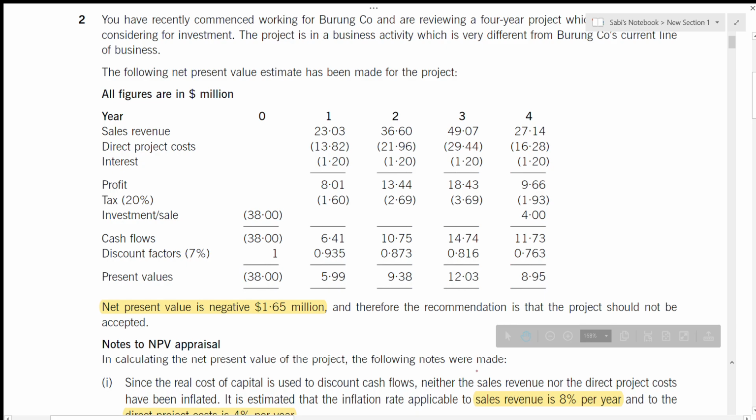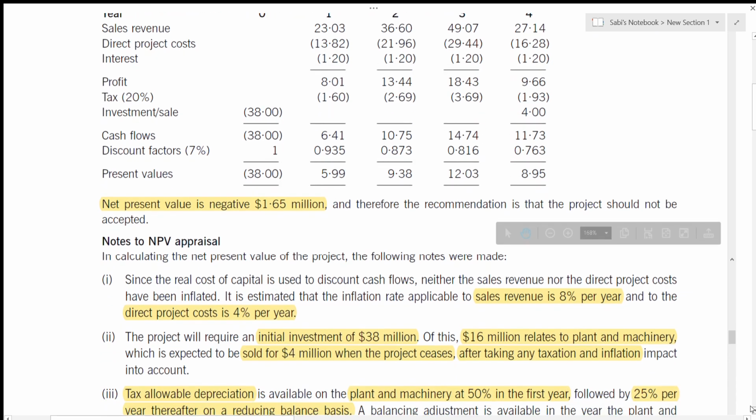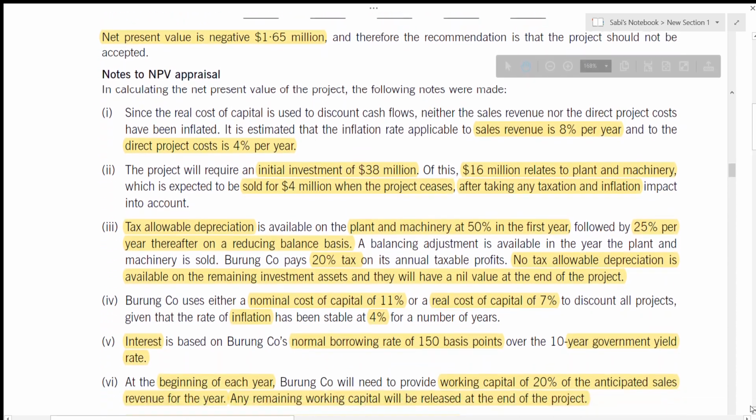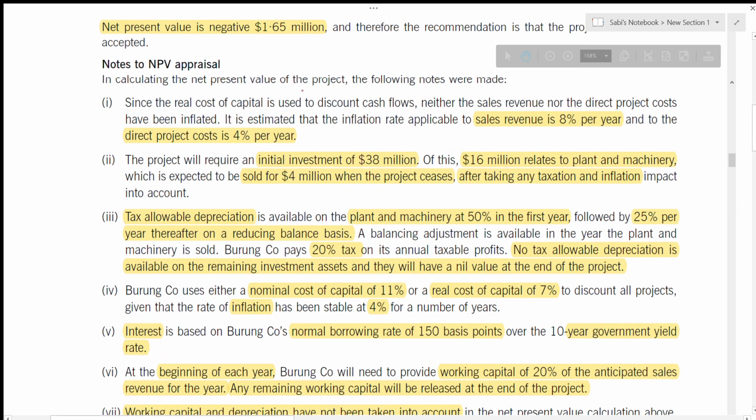And let's see. I have highlighted in yellow already. They are saying that the net present value is negative 1.65 million. What does it mean? Therefore, the recommendation is that the project should not be accepted. As simple as that, right? Now let's go to the notes. In calculating the net present value of the project, the following notes were made. Now, let's go through this.